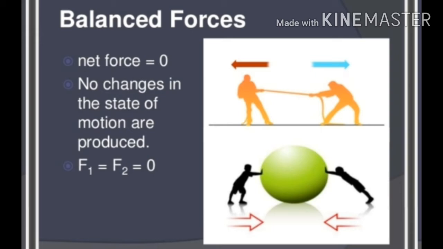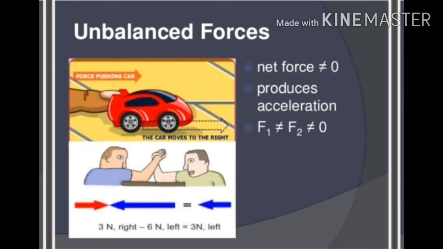You can see from the pic, from both sides equal forces are exerted, so the resultant force is zero. Unbalanced forces. When the net force is not equal to zero, then the unbalanced force produces acceleration. And you can see from the pic, because of unbalanced forces, the object moves. And unbalanced forces produce some effect.